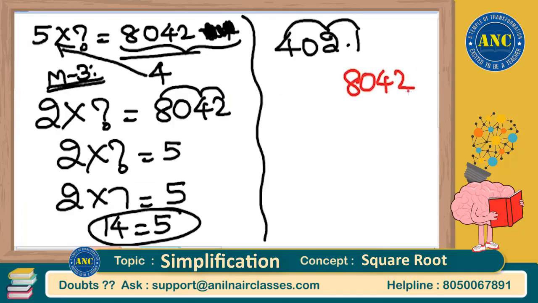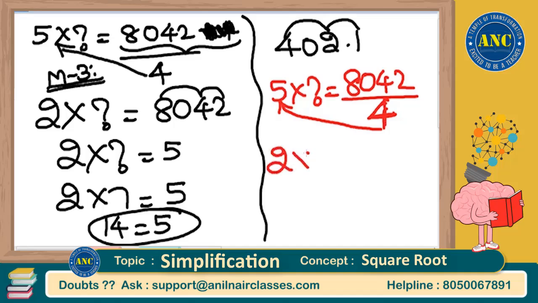8042 divided by 4 is there, Geeta. Here 5 into question mark is there. Cross multiply this 4. 5 into 4 is 20. 20 digital sum is 2. 2 into question mark is 8 plus 4 12. 12 plus 2 14. 14 digital sum is 5. Check out from the answer options.